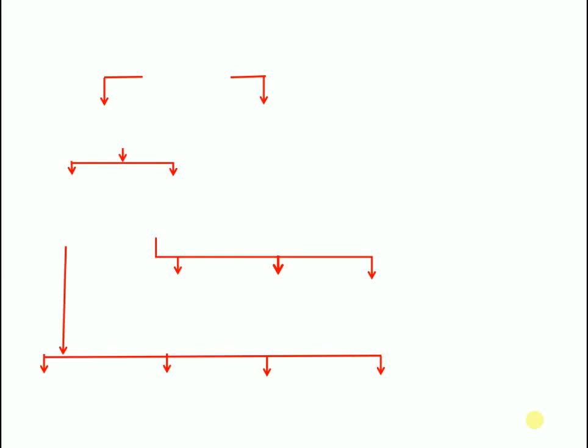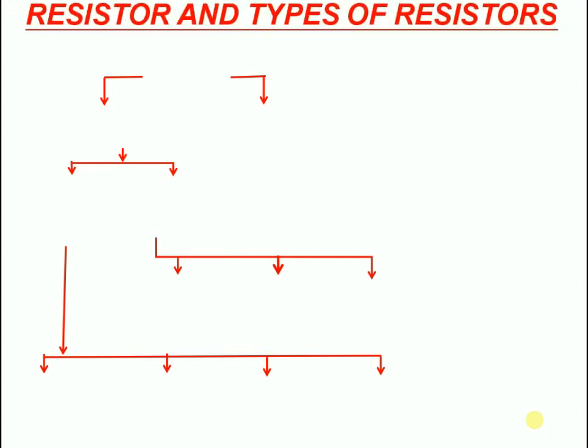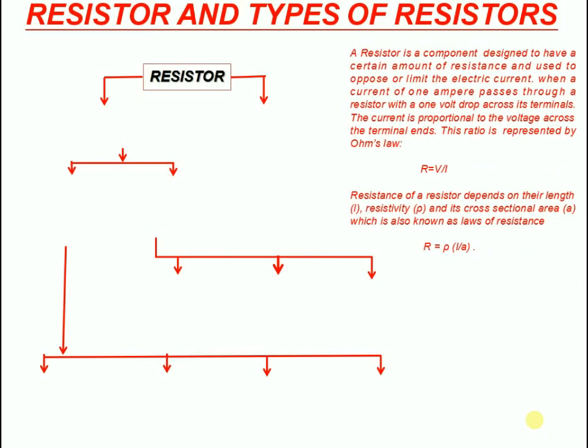Today I wanted to discuss resistors and types of resistors. A resistor is a component designed to have a certain amount of resistance and used to oppose or limit the electric current.